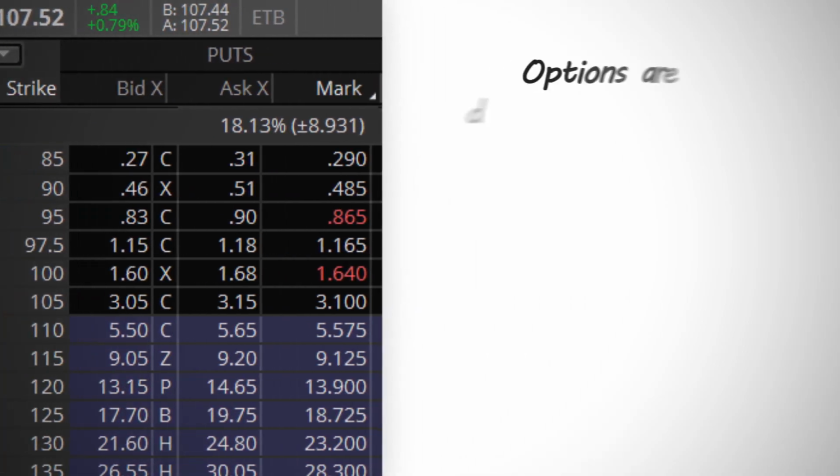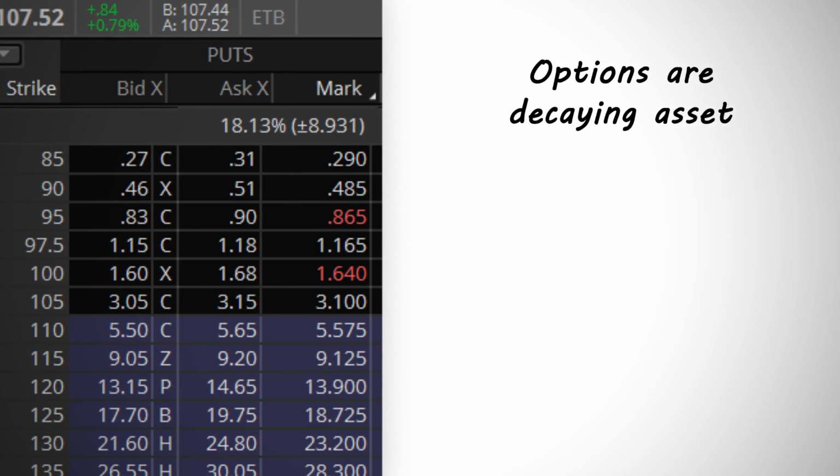As we just discussed, the more time the option has to expiration, the more that option is worth. However, as that time to expiration gets closer, the value of that option begins to decrease. With every passing day, there's a little less time to expiration, and that less time is reflected in the option price. For these reasons, options are considered to be decaying assets.